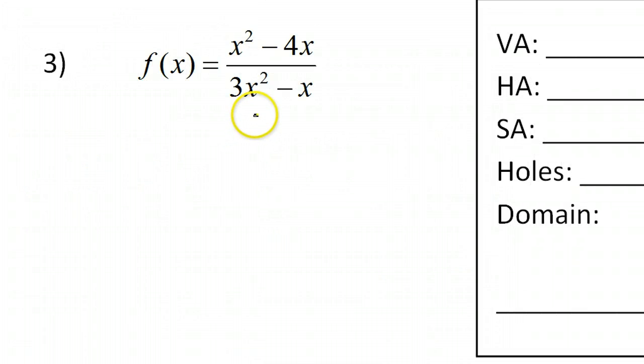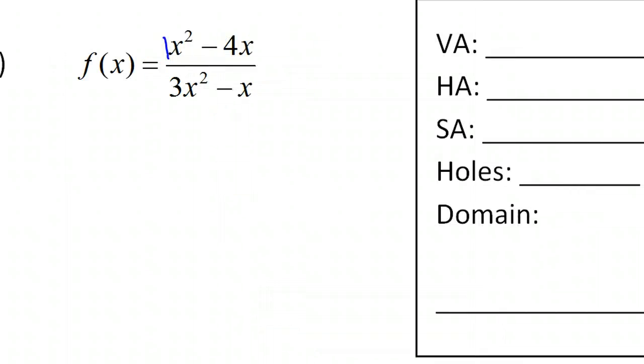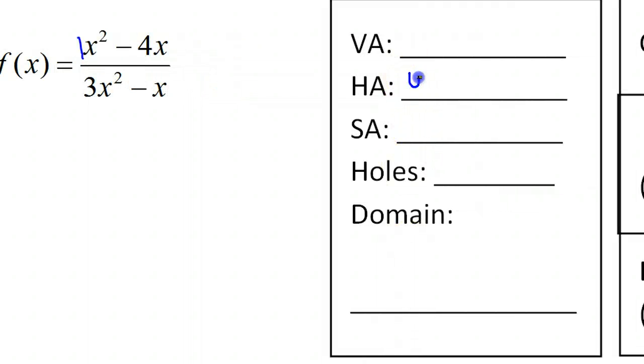It will probably be easiest to look at the horizontal asymptote first. Because the degrees are the same, the horizontal asymptote will come from the leading coefficients. So that's 1 over 3. So that's why for the horizontal asymptote I'll have y equals 1/3. Don't forget the y equals part.